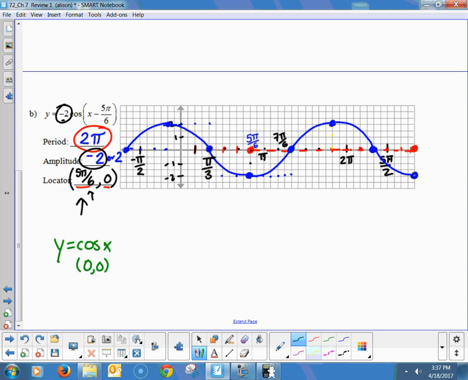2/6, 3/6, 4/6, 5/6 is already labeled. 6/6, 7/6, this is 8/6. 8 pi over 6, but 8 and 6 also reduce to 4/3. So this point here is 4 pi over 3. 8/6, 9/6, 10/6. This is 11 pi over 6. 11 pi over 6. 12/6, 13/6, 14/6.